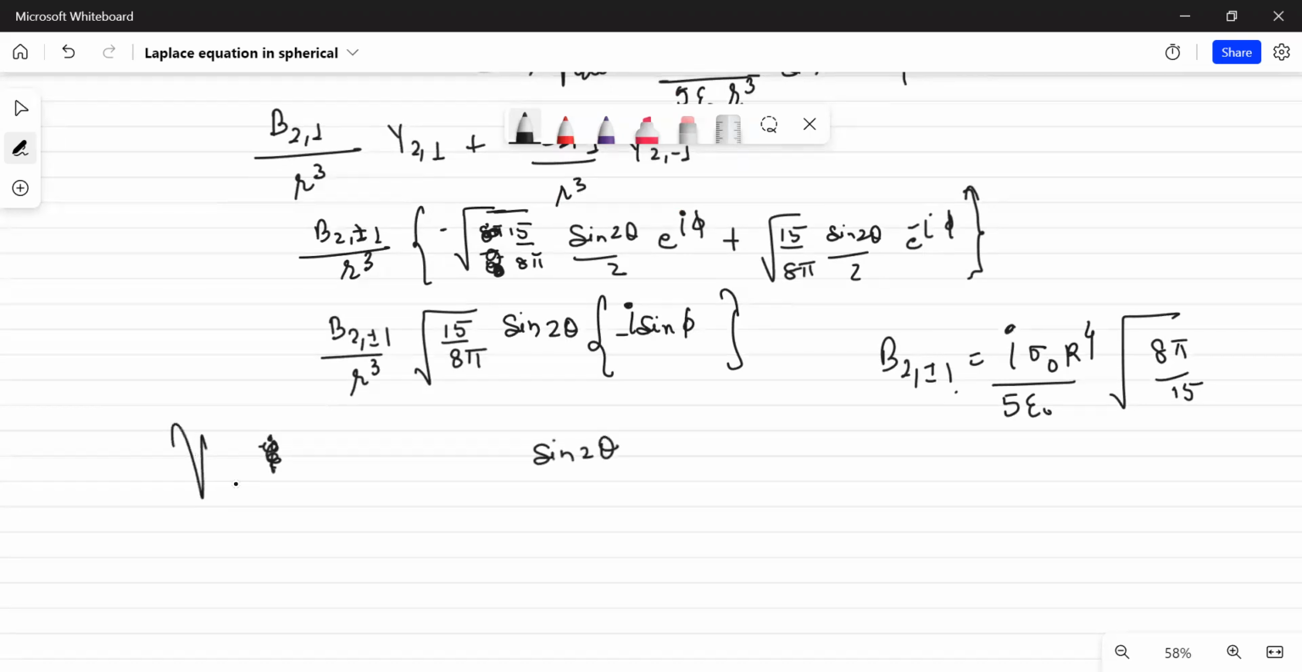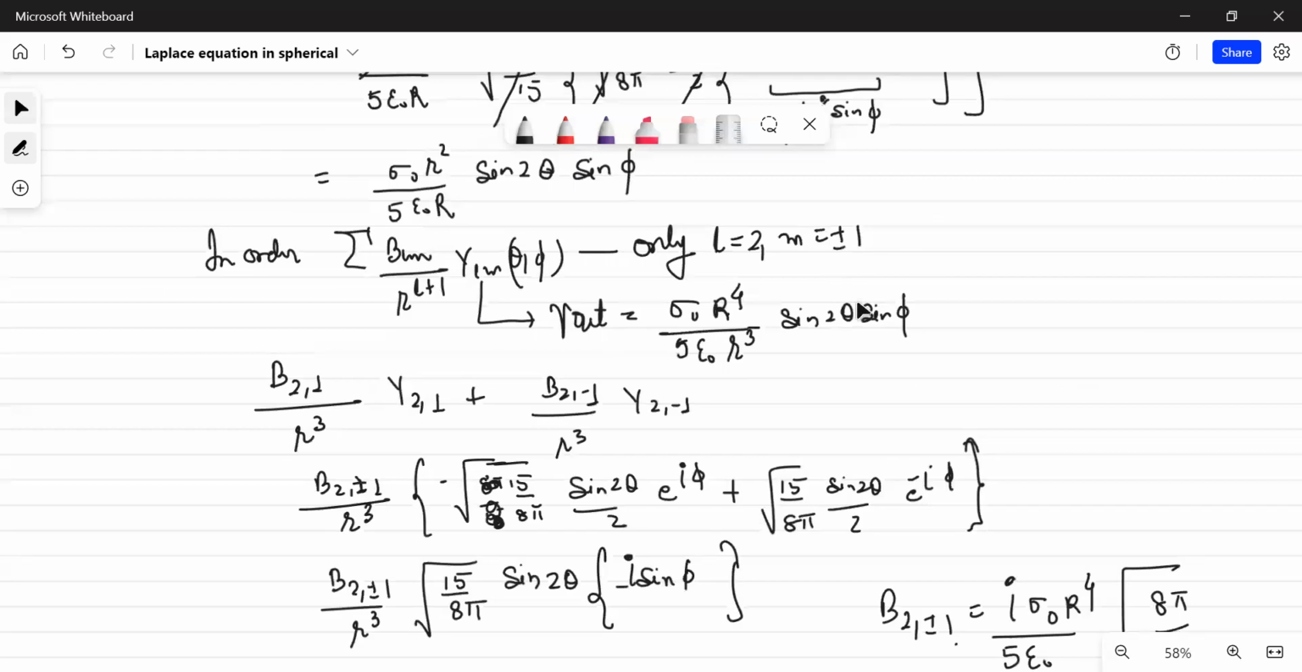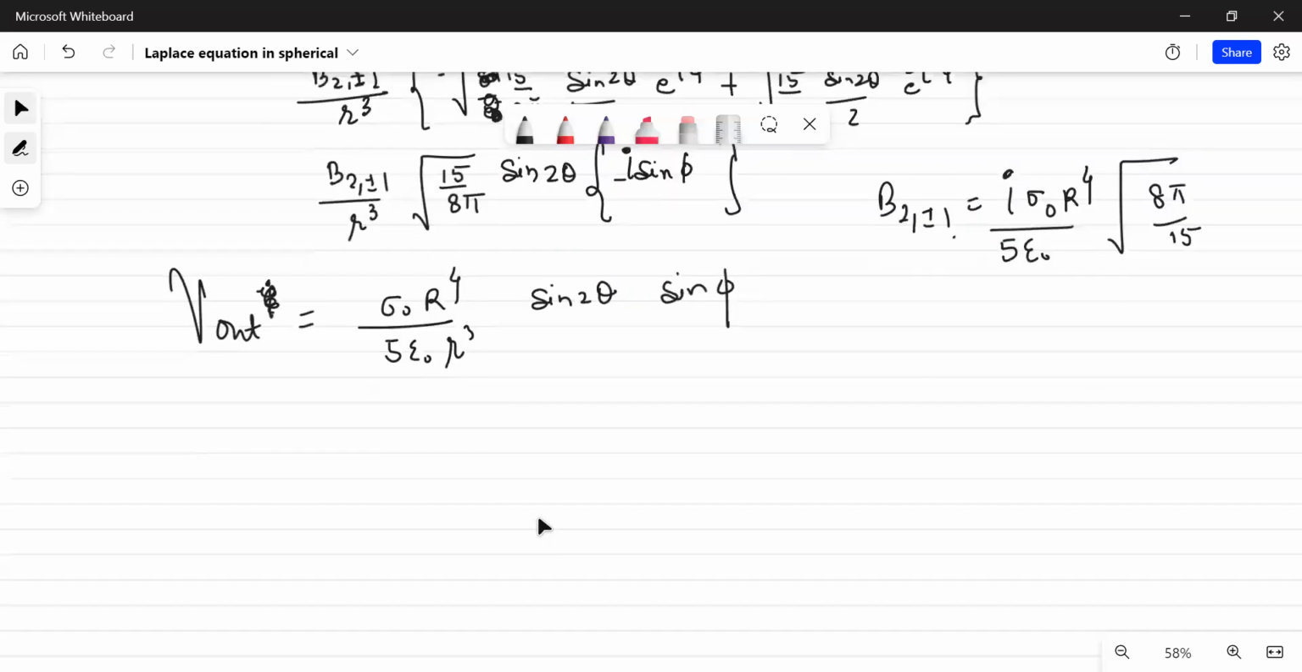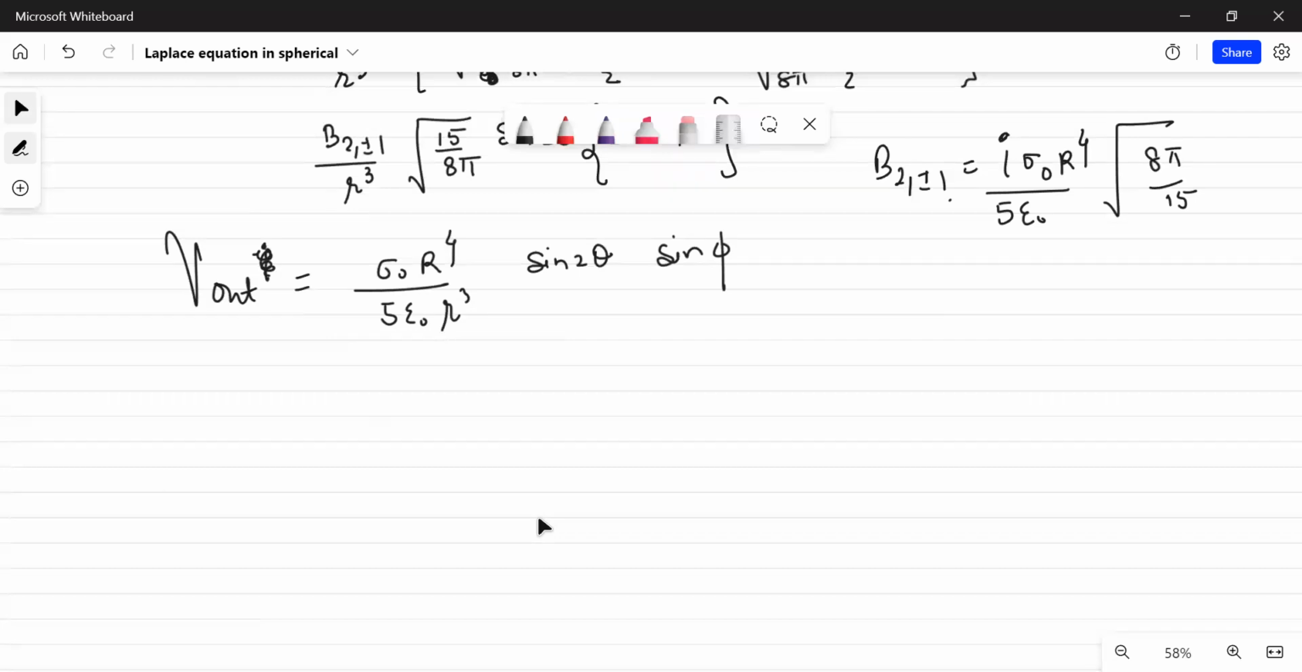So I'm writing the potential outside as, anyway, sine 2 theta, sine phi. And then you have this 5 epsilon naught. The 8 pi upon 15 would get cancelled, forget about it. R to the power 4 would anyway remain, sigma naught would remain, this 5 epsilon naught will remain, and r cube will remain. So this will be sigma naught r to the power 4 upon 5 epsilon naught r cube, sine 2 theta sine phi. This is what I have written right here. Okay, I hope everybody has got this particular way of dealing with such problems.